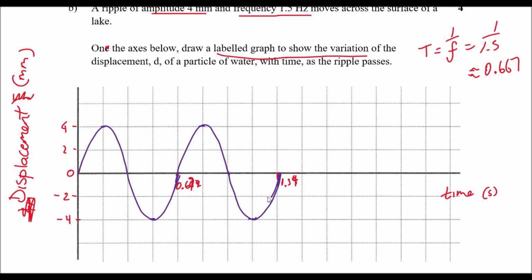Okay, so that's how you could use the period and frequency formula to work out the time for one wavelength, and then this is how you can display this on a graph to show variations of displacement and time.